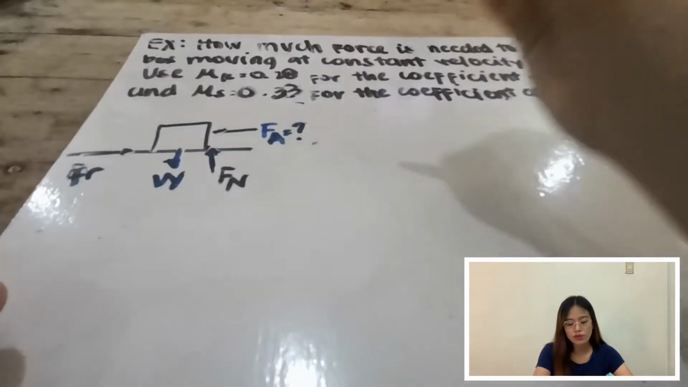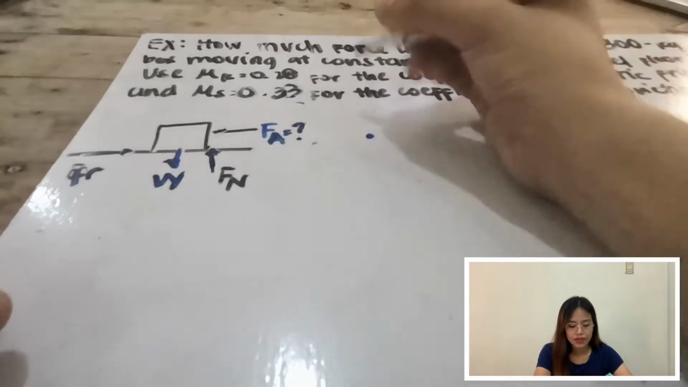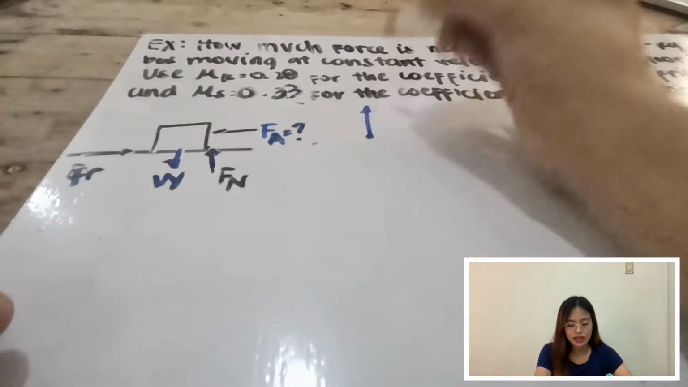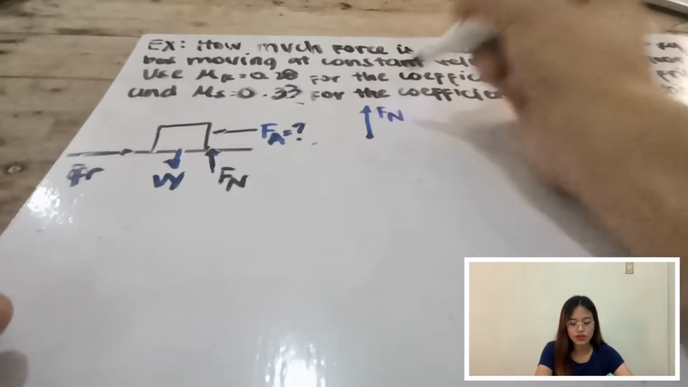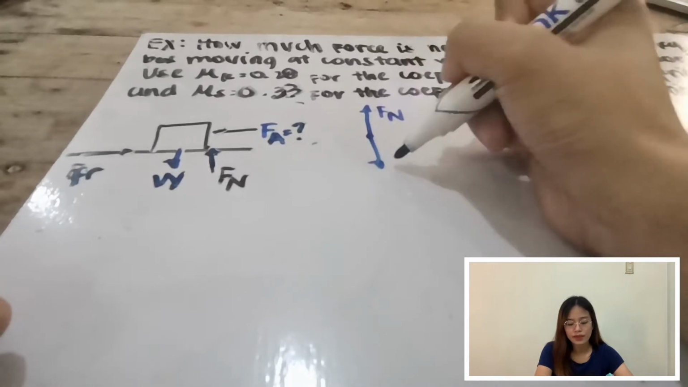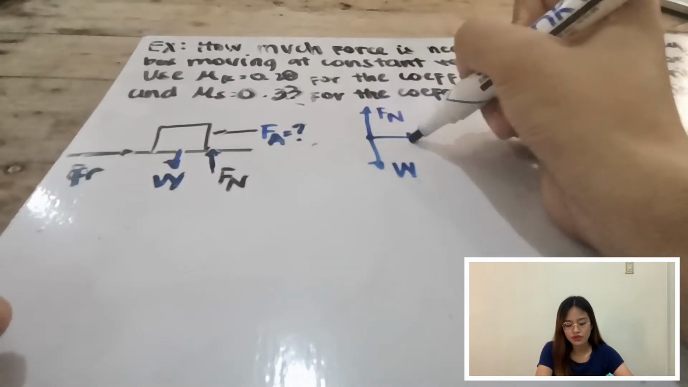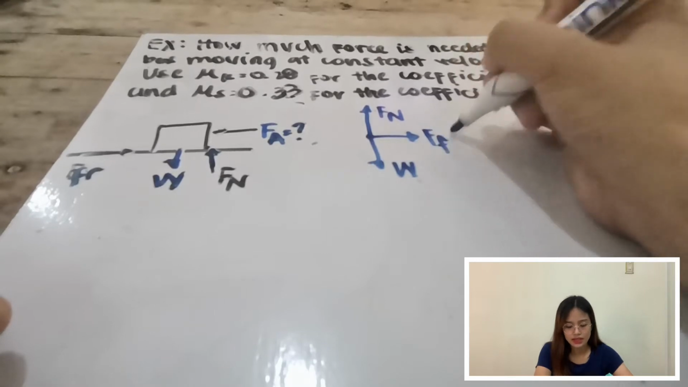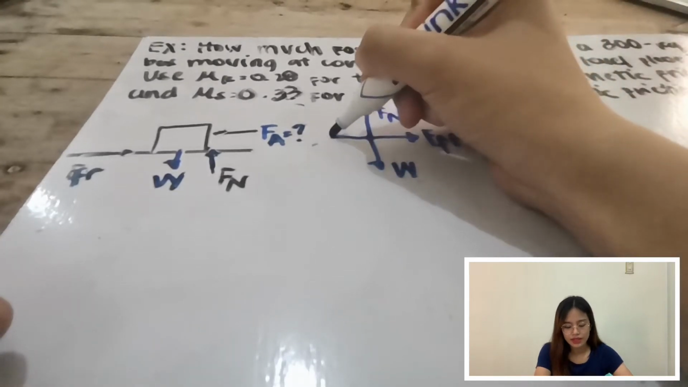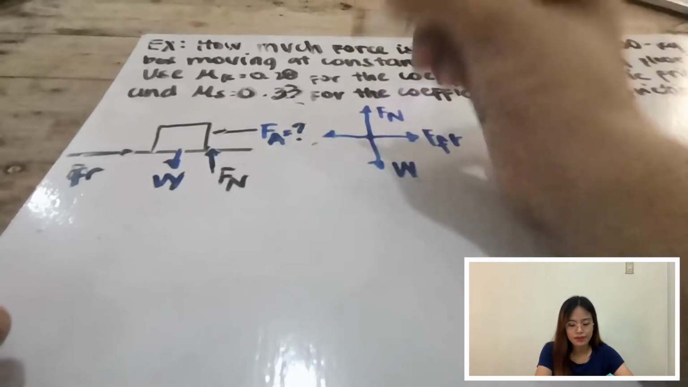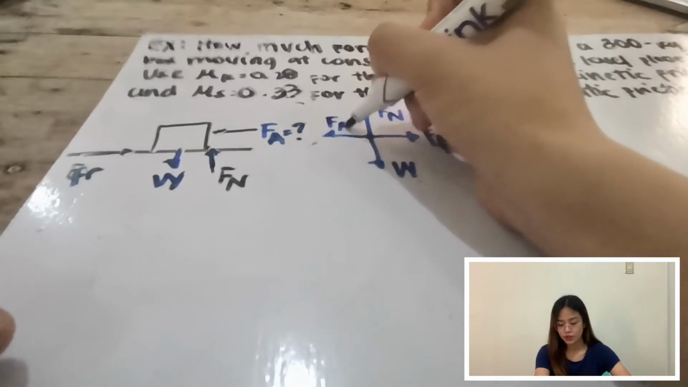So, now, let's draw muna yung free body diagram. So, dito sa pataas natin, ang nag-occur dyan is si normal force, pababa is si weight, and sa positive is si force of friction, and dito sa left, sa x component is si applied force.